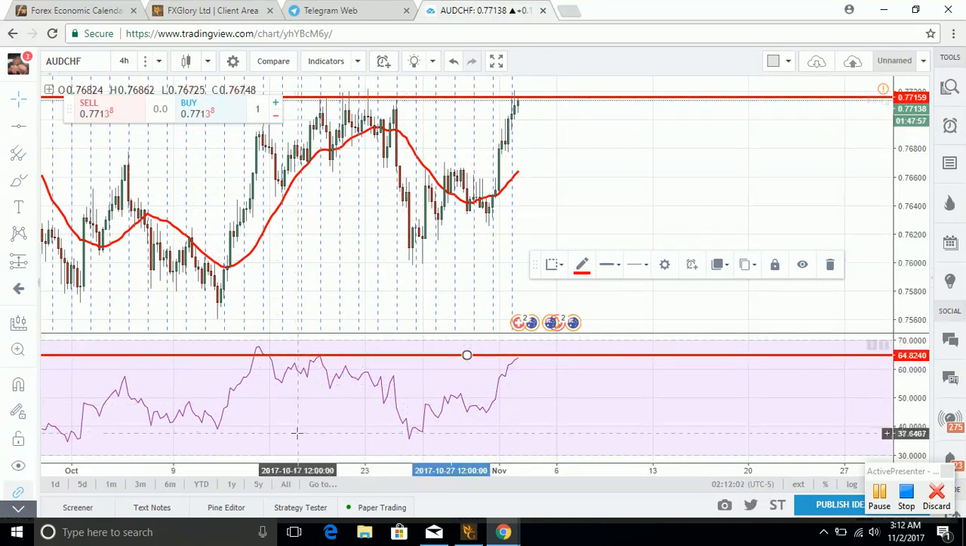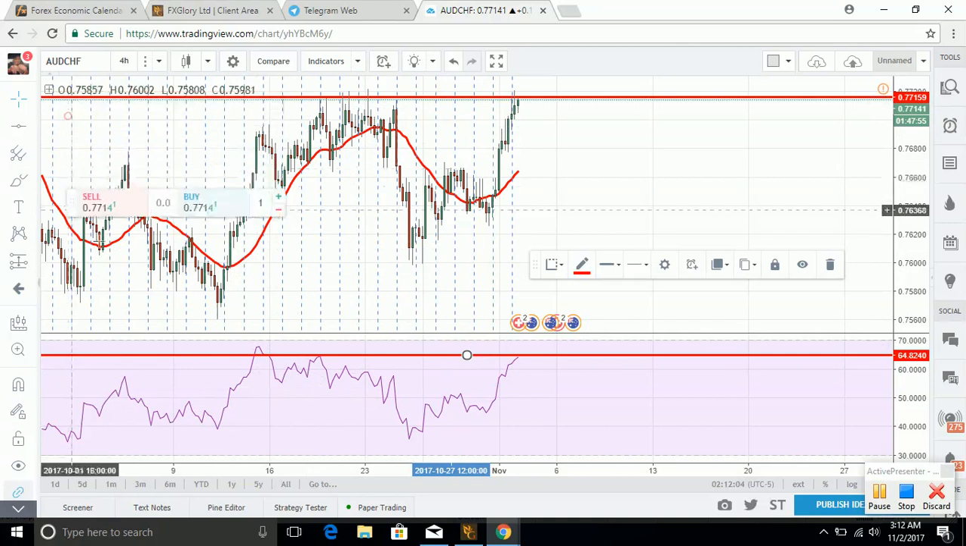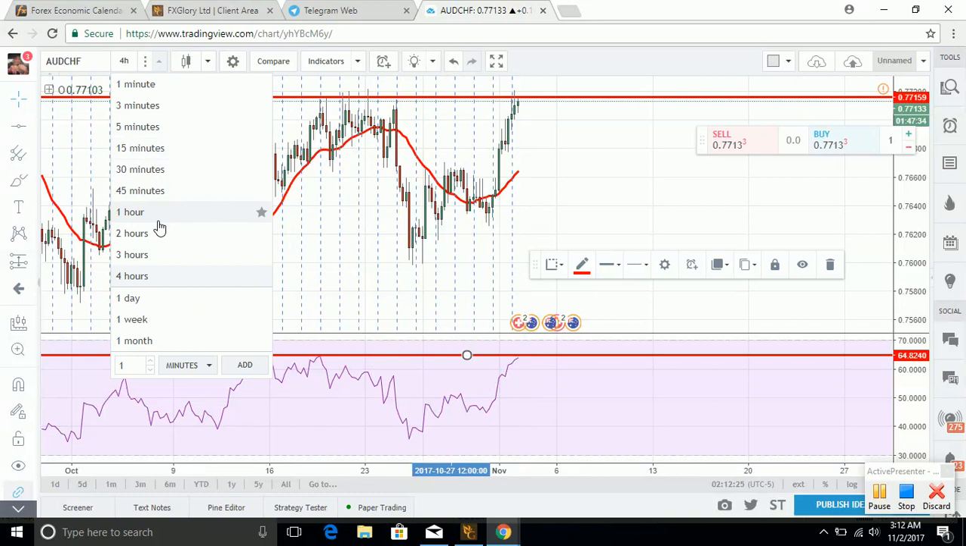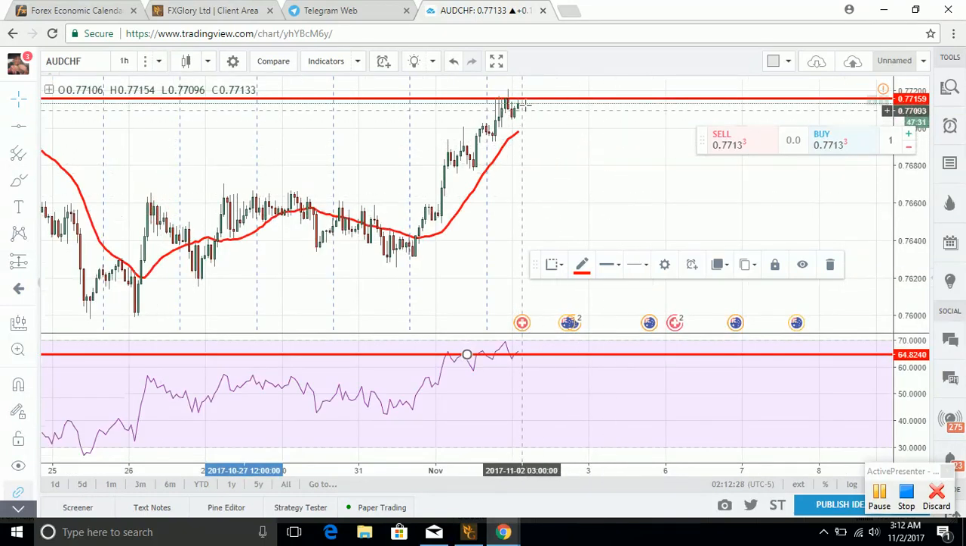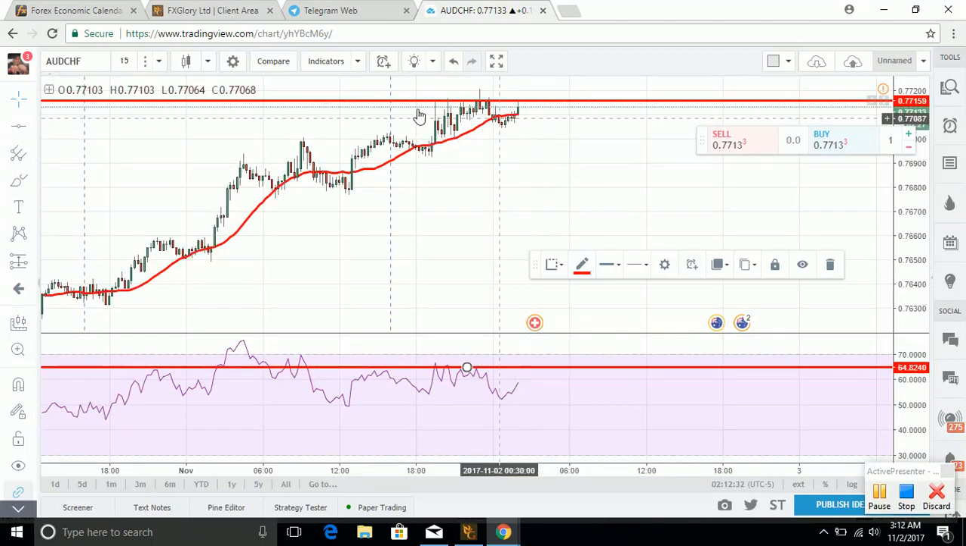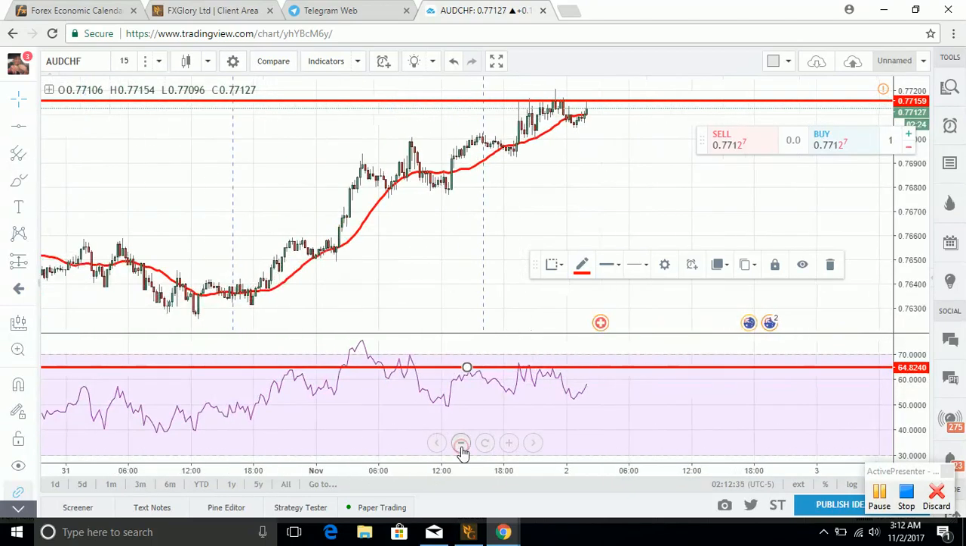Okay, and we also have divergence. We have an area of resistance clearly shown as price tries to break up here several times. But we have a fall in momentum right in here, and we have a retest right in here. So if we come in here to the hour, we'll see how that looks. And if we come in even closer, we'll see how that looks. Now let's zoom out here.